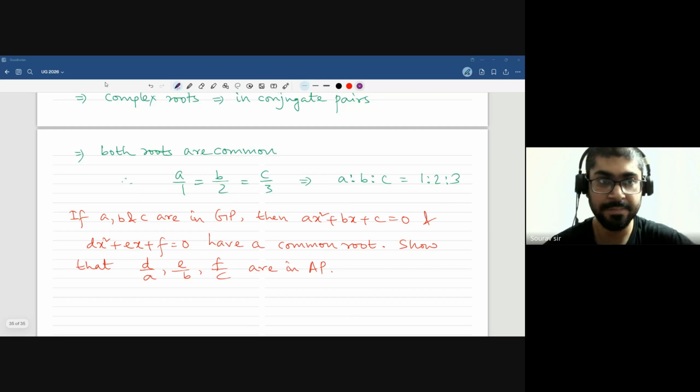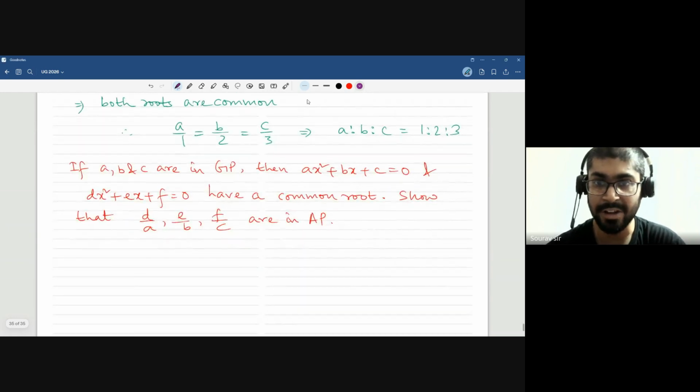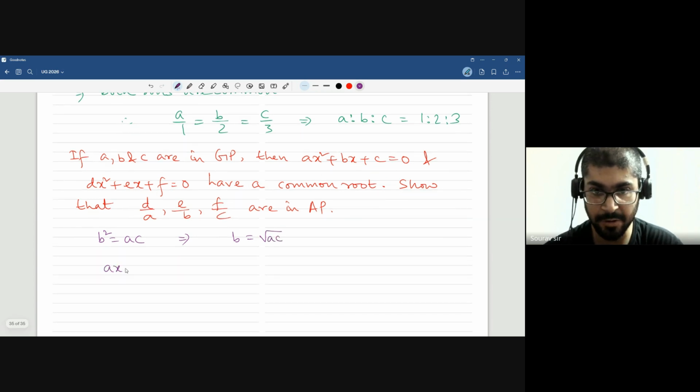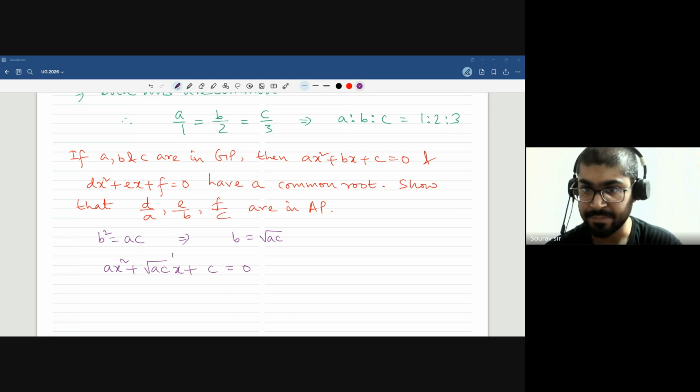How would you do this? What is given? These are in GP, right? So if they are in GP, then B square will be equal to AC, which means I can just write B equal to root AC. So the equation becomes AX square plus root AC x plus C is equal to 0. Right? What happens then?